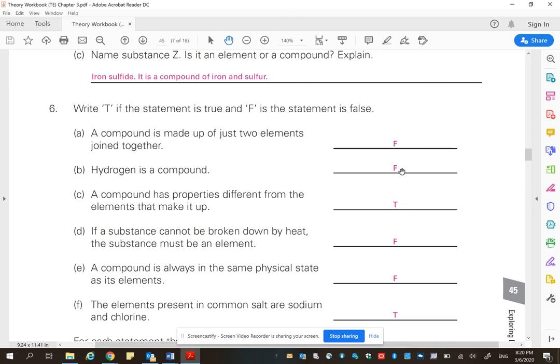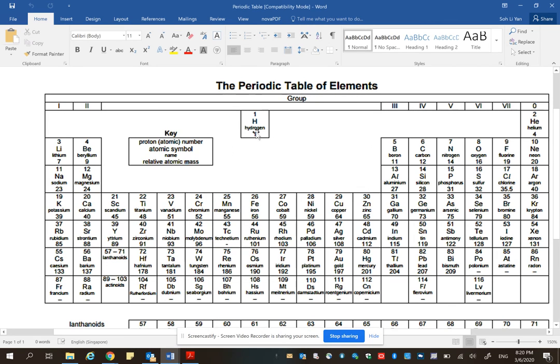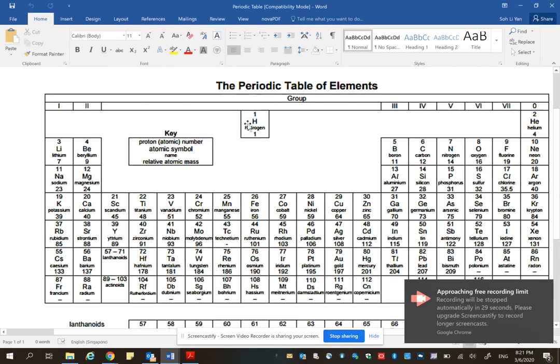Hydrogen is a compound. False. Hydrogen is over here. See? It's an element. Hydrogen is not a compound. It's an element.